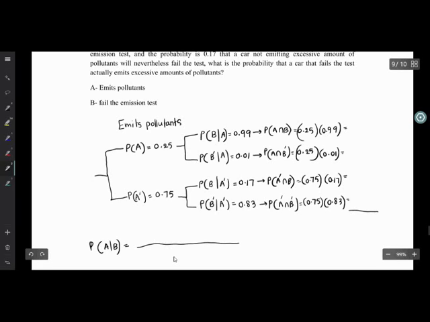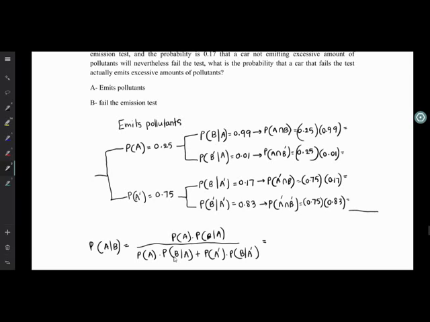At the denominator, you have the rule of total probability, which is P(A) times P(B given A) plus P(A prime) times P(B given A prime). Out of that, what you need is P(A) times P(B given A). So that will be the probability of A intersection B divided by P(B).